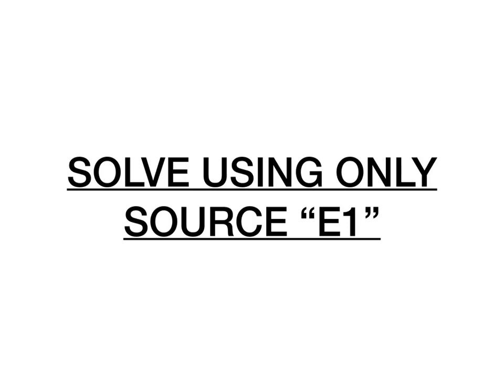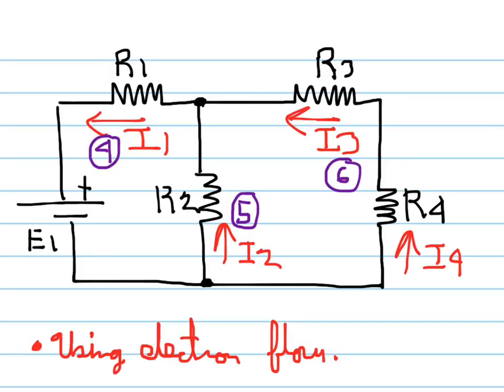Now we're going to do exactly the same thing using source E1. E2 has been removed, replaced with a jumper wire. Now we have E1, again electron flow, those are the current directions, and I've identified the currents 4, 5, and 6. The student will readily see that resistors 3 and 4 are in series, so of course I3 and I4 are the same current.